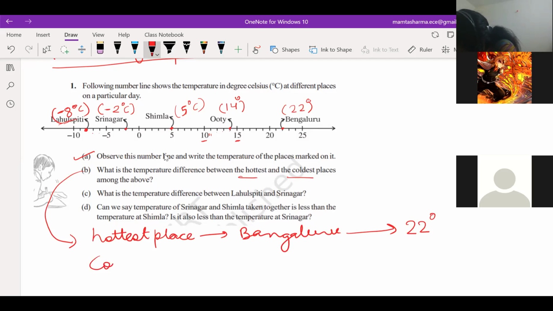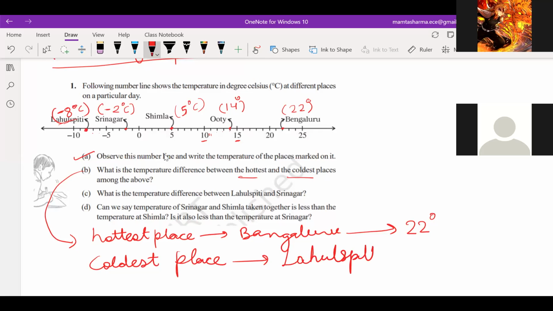And what is the coldest place? Lahaul Spiti. Why? Because its temperature is the lowest, less than all of the others. Lahaul Spiti, because its temperature is minimum among all.